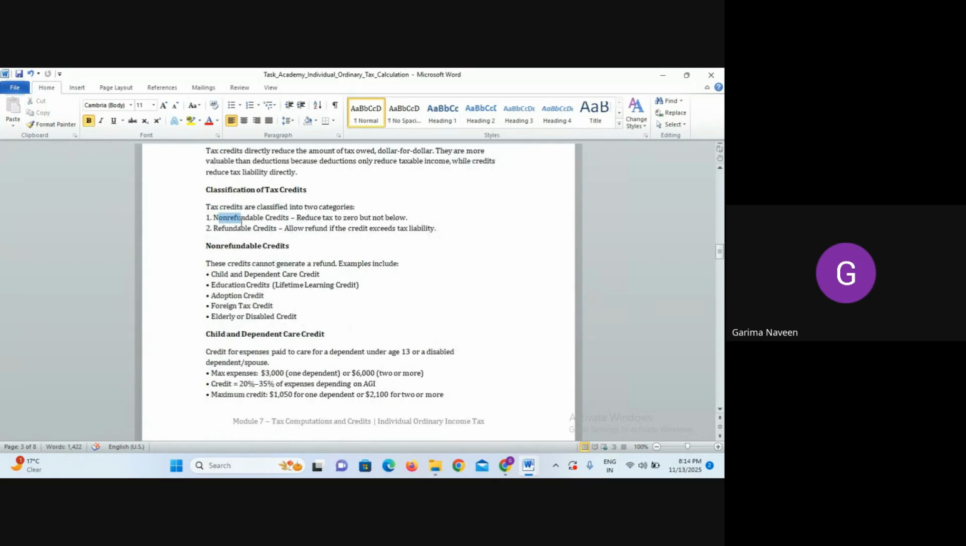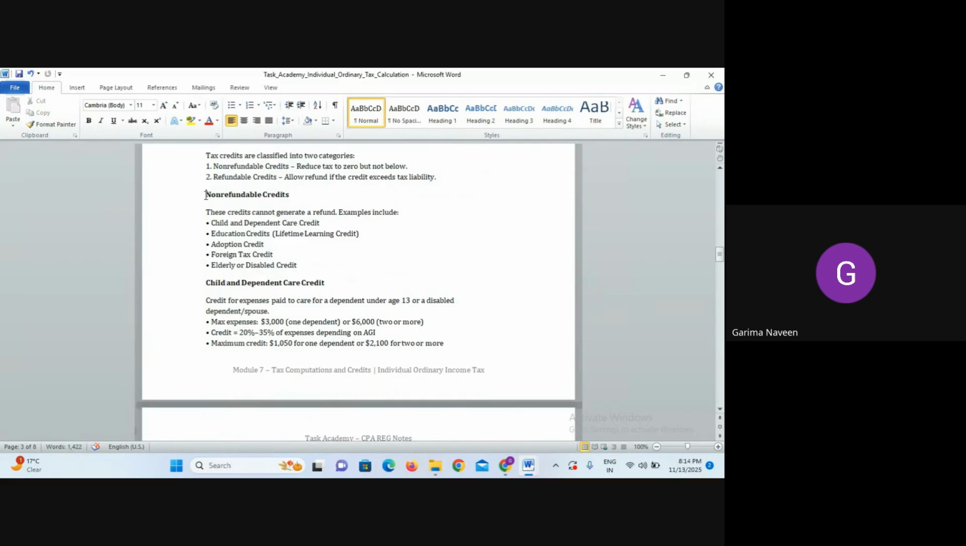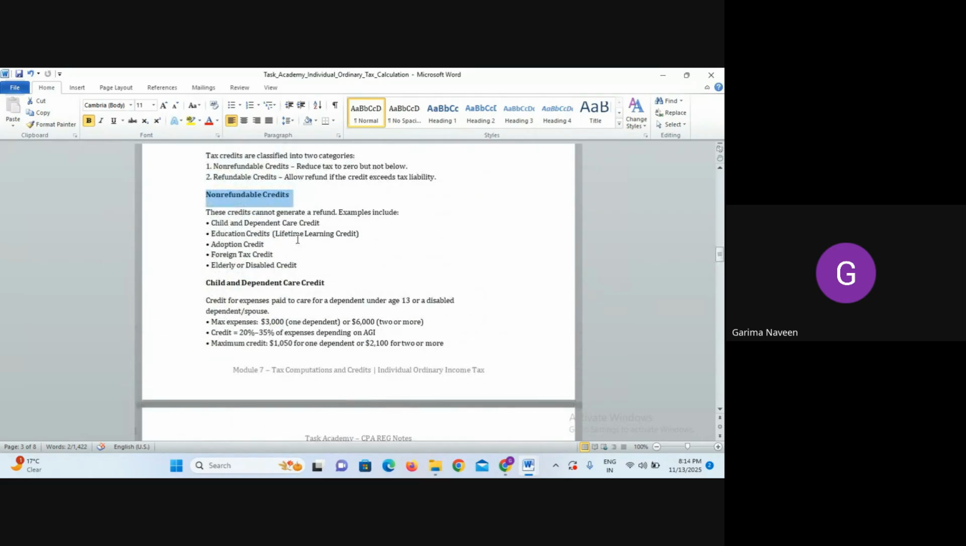Types we already discussed. You have two types of credits: non-refundable and refundable. Non-refundable credits are those which cannot generate a refund, meaning if you have an excess of credit over your tax liability, you may not get any refund. But a refundable credit can give you a refund. Examples of non-refundable credits are child and dependent care credit, education credit, adoption credit, foreign tax credit, and elderly or disabled credit.